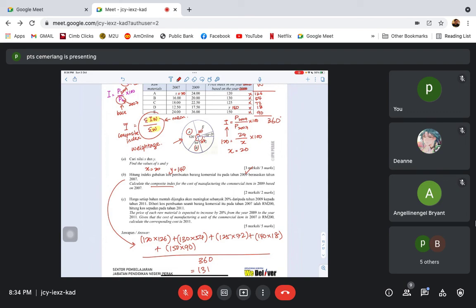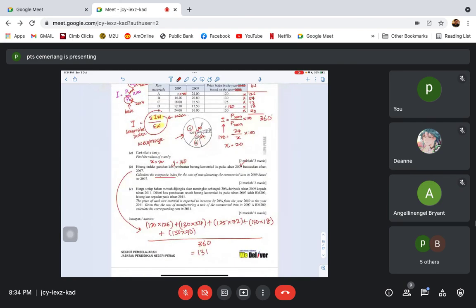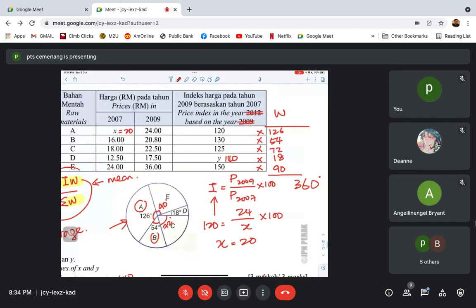You boleh nampak, bila I say 131 ni maksudnya ada 31% increase lah. Secara purata, averagely 31% increase. Kalau you tengok sini, ada material yang naik 20%, ada material yang naik 30%, ada yang naik 25%, ada yang naik 40%, ada yang naik 50%. So kita nak cari average dia. That's why when you get the average, you akan dapat lebih kurang 131.